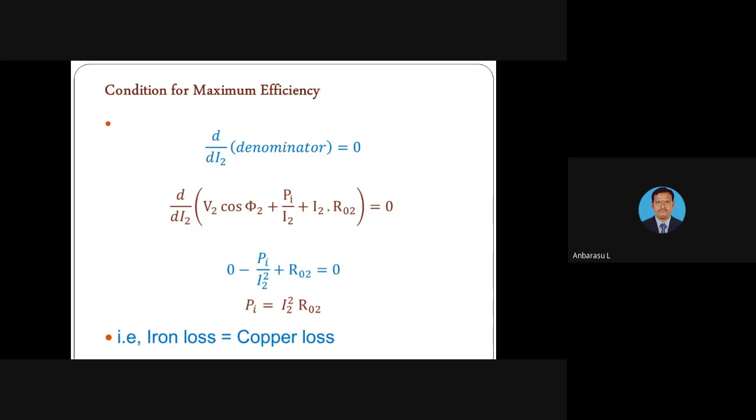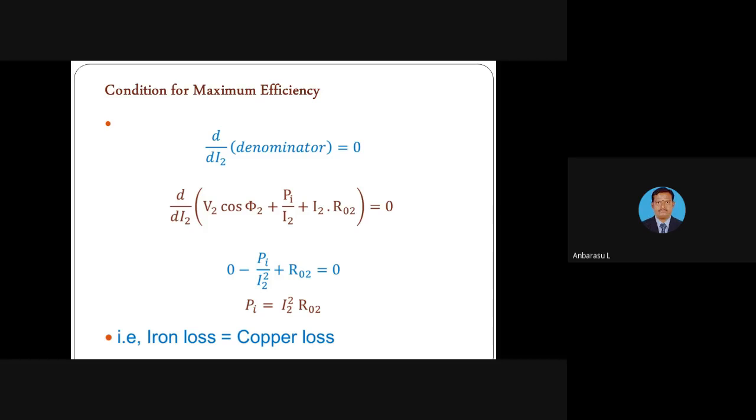Then Pi equal to I2 square into R naught 2. So what is meant by Pi? It is the iron losses. What is meant by I2 square into R naught 2? It is the copper losses. It is the final condition for the maximum efficiency of a transformer. That is, iron losses equal to copper losses.